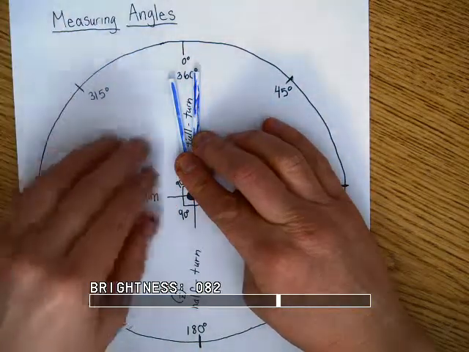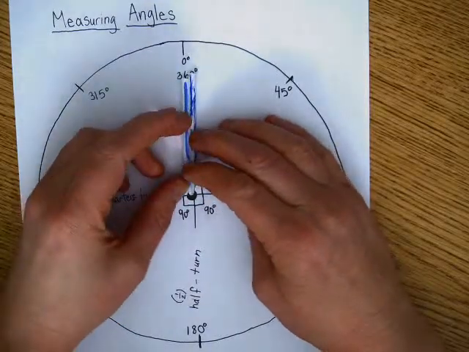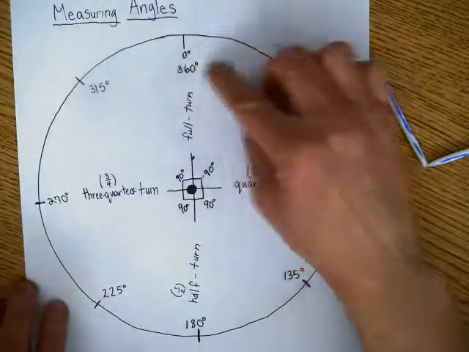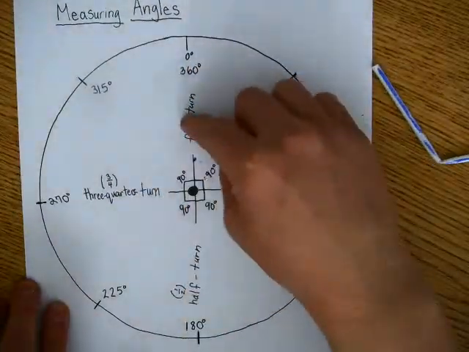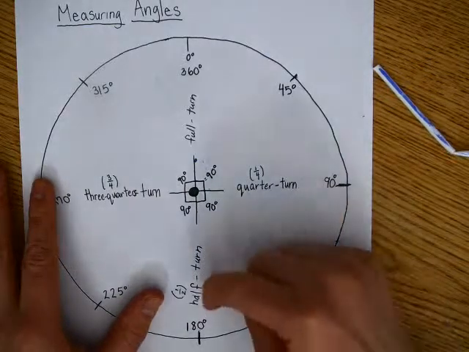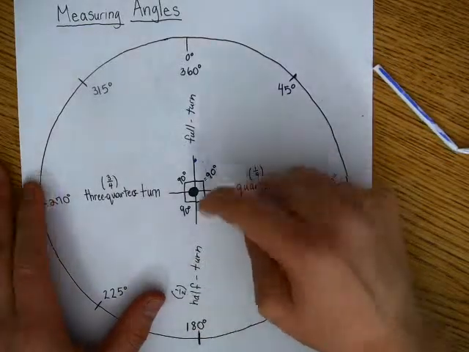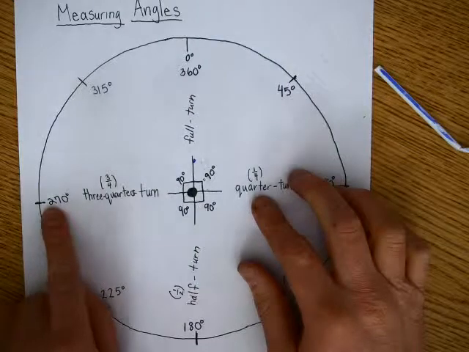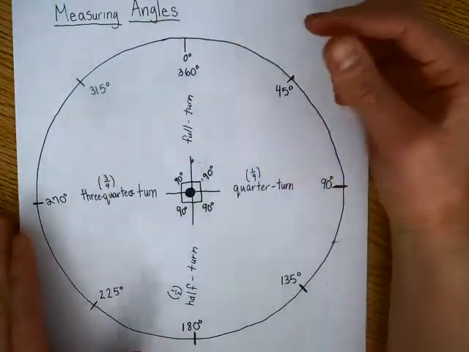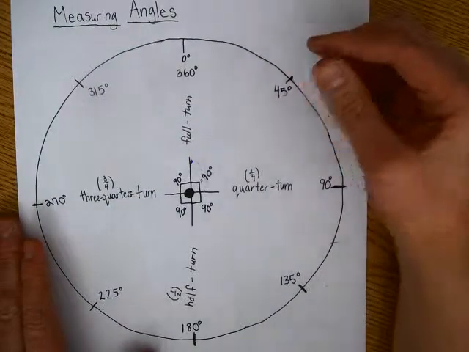Which is true, it ends in the exact same spot where we started, so it looks like it's in the same spot as 0 degrees, but the difference is we went all the way around one time. Okay, so you can see how 90 degrees is a quarter turn, 180 degrees is a half turn, 270 degrees is a 3/4 turn, and a full turn equals 360 degrees. So those are the pieces we worked on today.